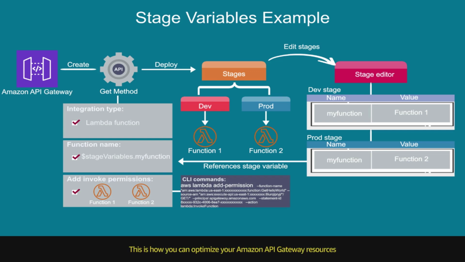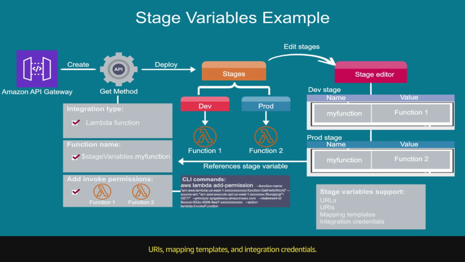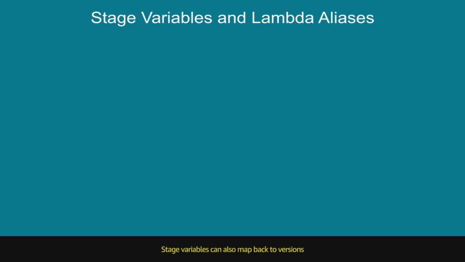That's it. This is how you can optimize your Amazon API Gateway resources by using a single method with two stages to test two different Lambda functions. This methodology can be used with URLs, URIs, mapping templates, and integration credentials. Stage variables can also map back to versions and aliases of Lambda functions.